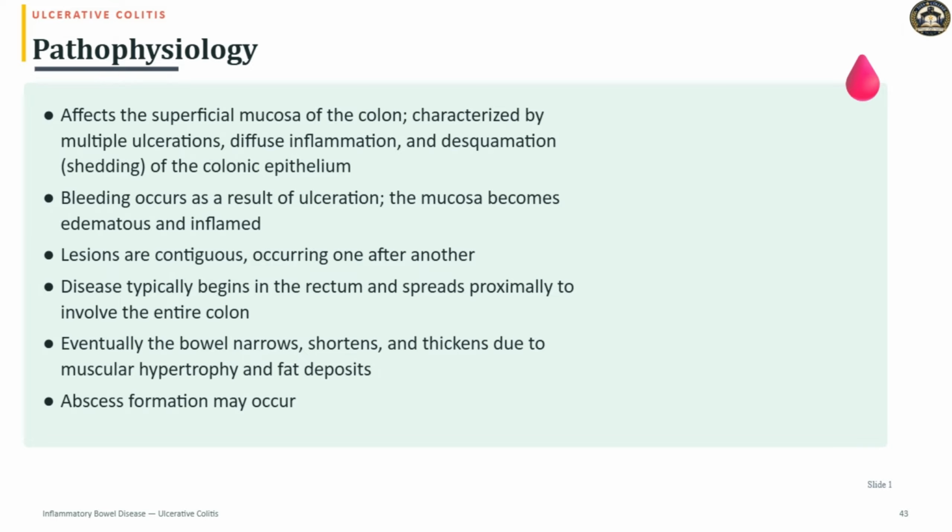A key distinction from Crohn's is that the lesions in ulcerative colitis are contiguous, meaning they occur one after another without skip areas. The disease typically begins in the rectum and spreads proximally to eventually involve the entire colon. Over time, the bowel can narrow, shorten, and thicken due to muscular hypertrophy and fat deposits. Abscess formation may also occur as a complication.